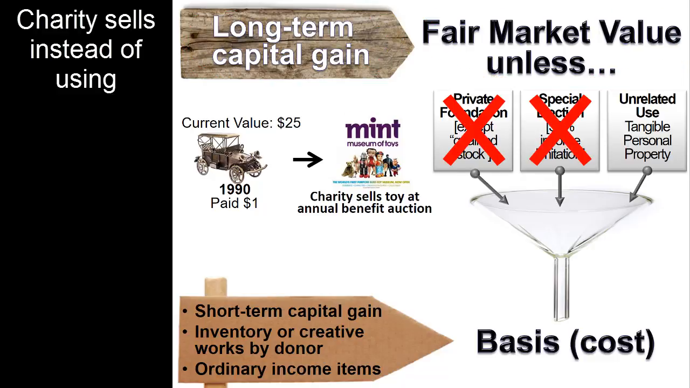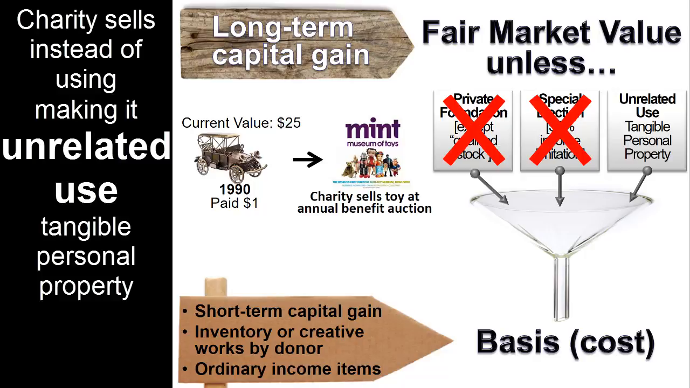In this case, one of the exceptions does indeed apply because this is unrelated use tangible personal property. It is unrelated use property because the charity did not use it. Instead, the charity simply sold it for money. It is tangible personal property because it is a movable physical item. Thus, this tangible personal property is not being used by the charity, but is instead simply being sold. And thus the exception to fair market valuation does apply.